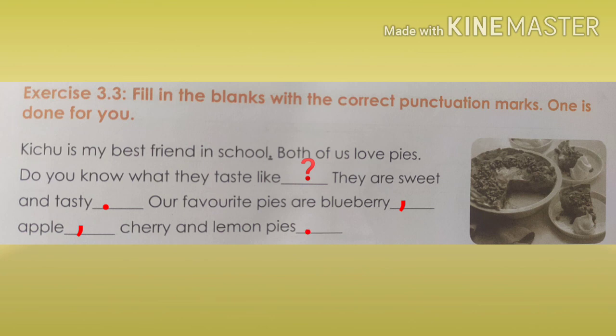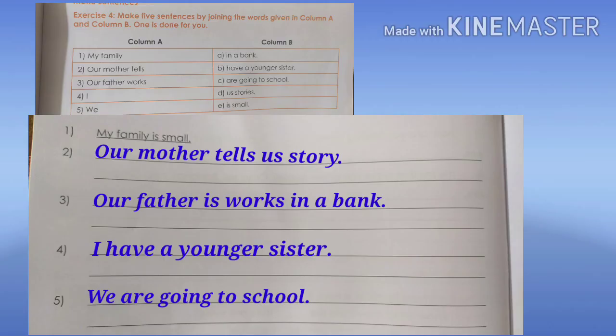Then the next exercise is Make Sentences. Make 5 sentences by joining the words given in column A and column B. So here the two columns are given. In column A: my family, our mother tells, our father works, I and we. And in column B: in a bank, have a younger sister, are going to school, a story, is small. So we have to make the correct sentences by joining the words.